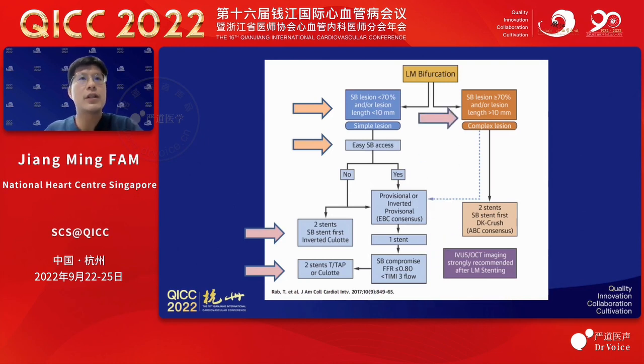Now, if the bifurcation is clearly complex, as we mentioned earlier on, consider the upfront two-stent technique. Regardless of whichever technique is used, consider the use of intracoronary imaging, such as IVUS or OCT.